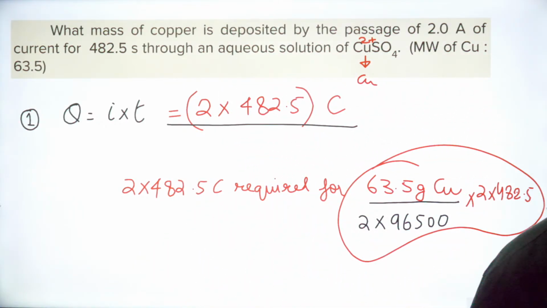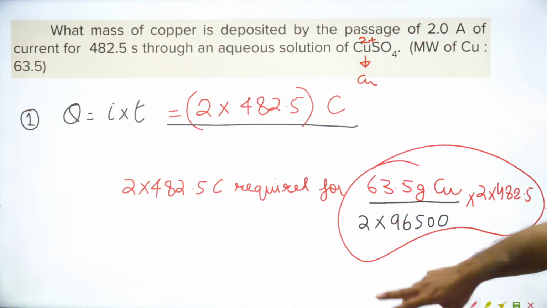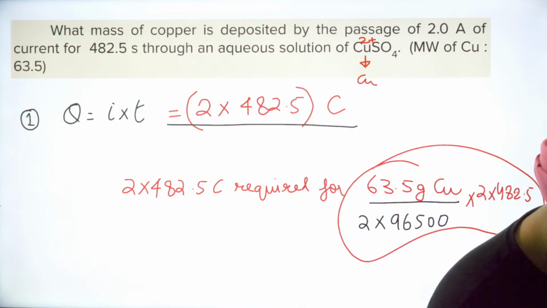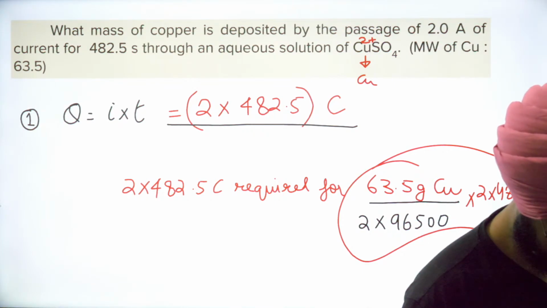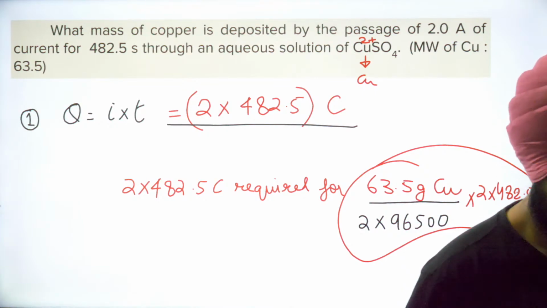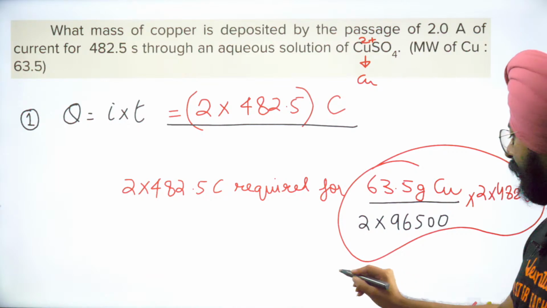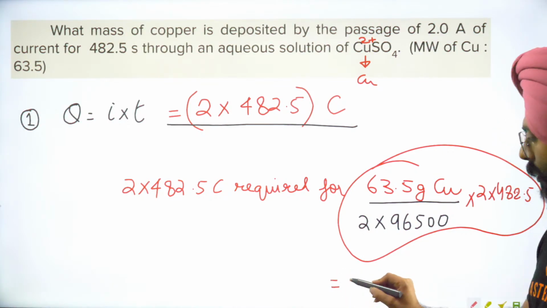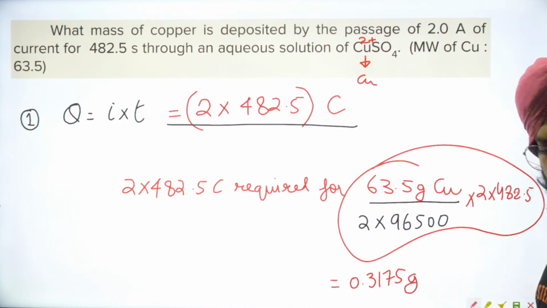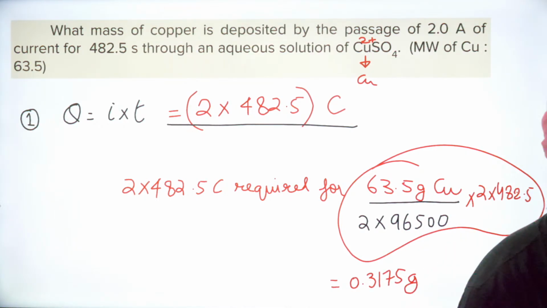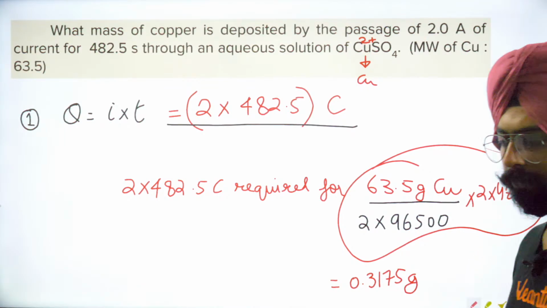So let me try to do the calculation. I'll do the whole calculation. So 2 cancels with 2. 63.5 into 4 at 2.5, divided by 96500. If you do it accurately, this comes out to be 0.3175 grams. This is what the answer will come out to be.